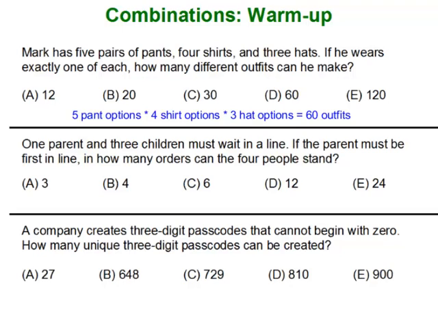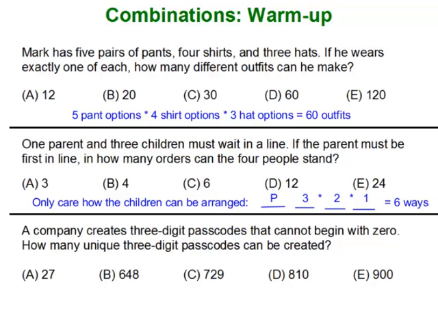You're restricted totally. So really, the question of how many orders the 4 people can stand in boils down to, in how many orders can the 3 children be ordered, since the parent has already sort of been spoken for. So here's a way to look at these questions. Placeholders, lines showing place in line. The parent must be in the first place, so that is one possibility.